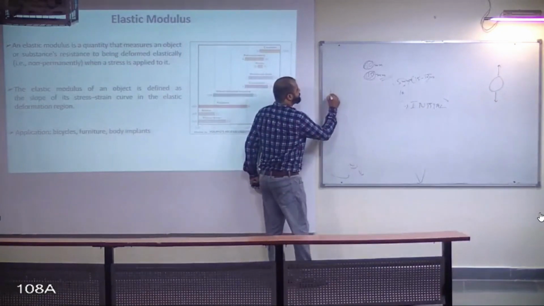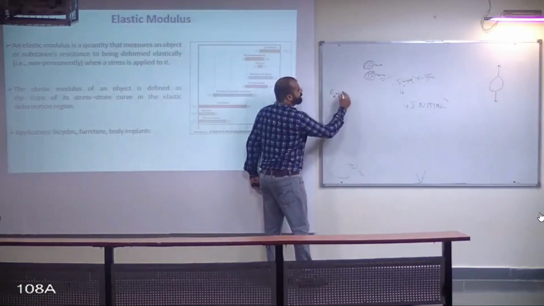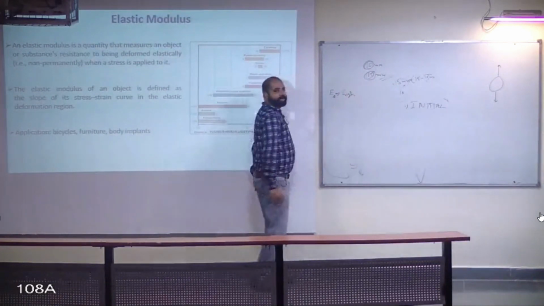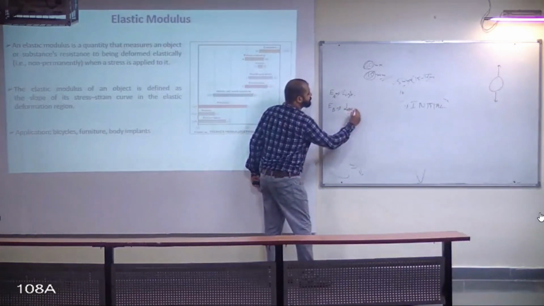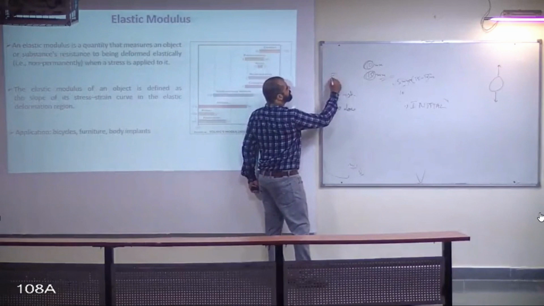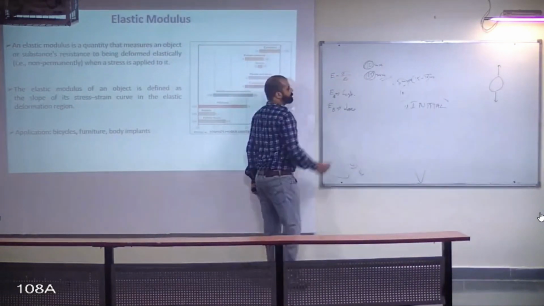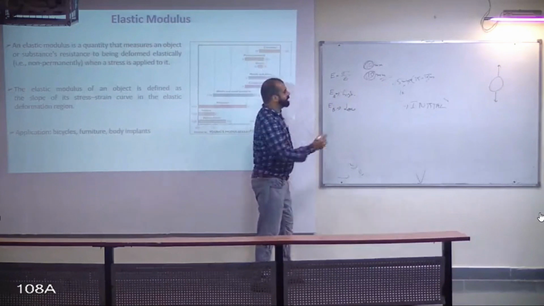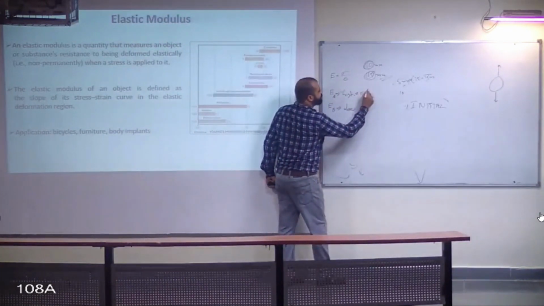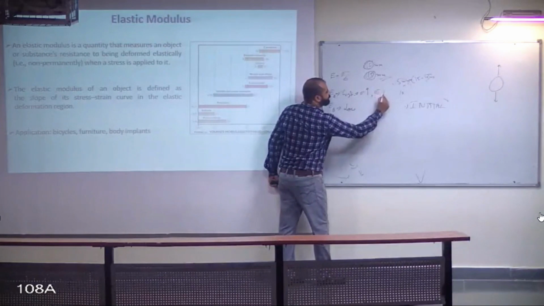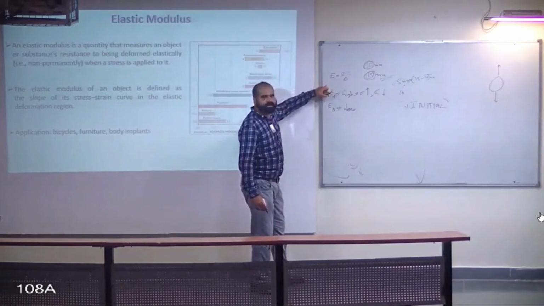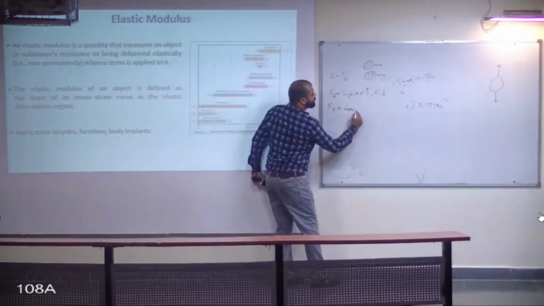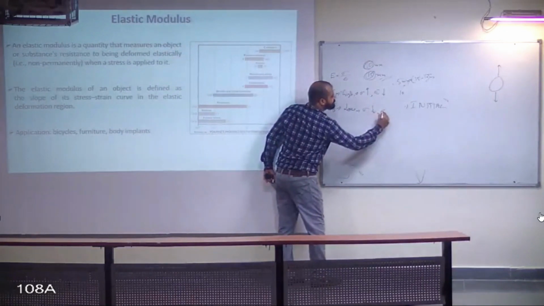But no, there are two materials. One material A has very high elastic modulus, and the other material B has very low elastic modulus. And your elastic modulus is nothing but stress by strain. So when I say elastic modulus is very high, it means the sigma value is very high, which means the strain value is very low. When I say this value is very low, it means sigma is also low and strain is very high.